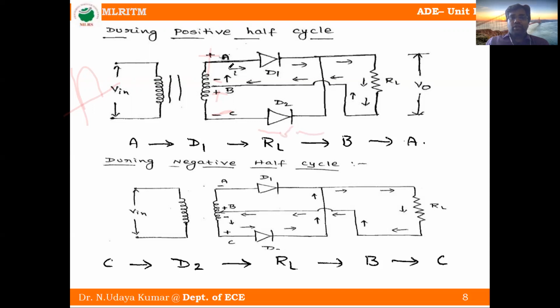Okay, so what is the current path? From A, the diode is forward bias, which means on. This is the current path. Current passes through the load and reaches point B and then point A. See, it is a closed loop from A to D1, D1 to RL, RL to B, B to A. This is the current path when the positive half is given.